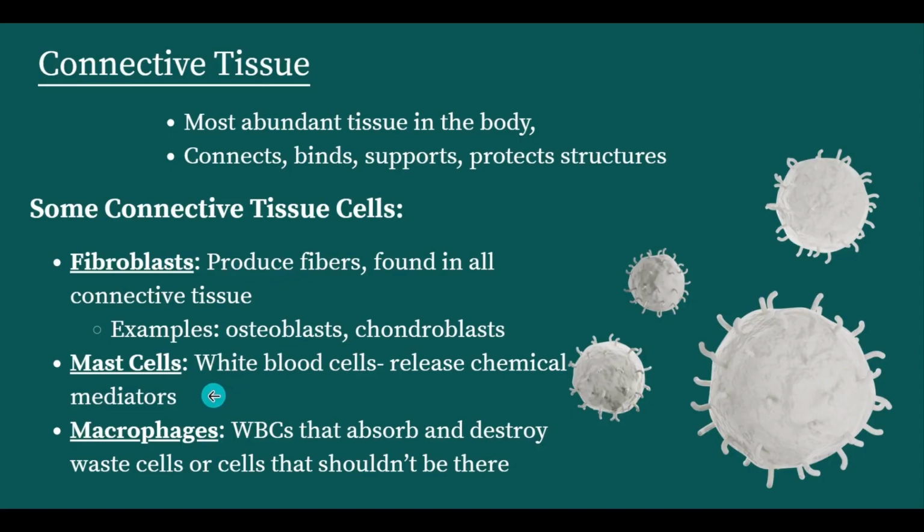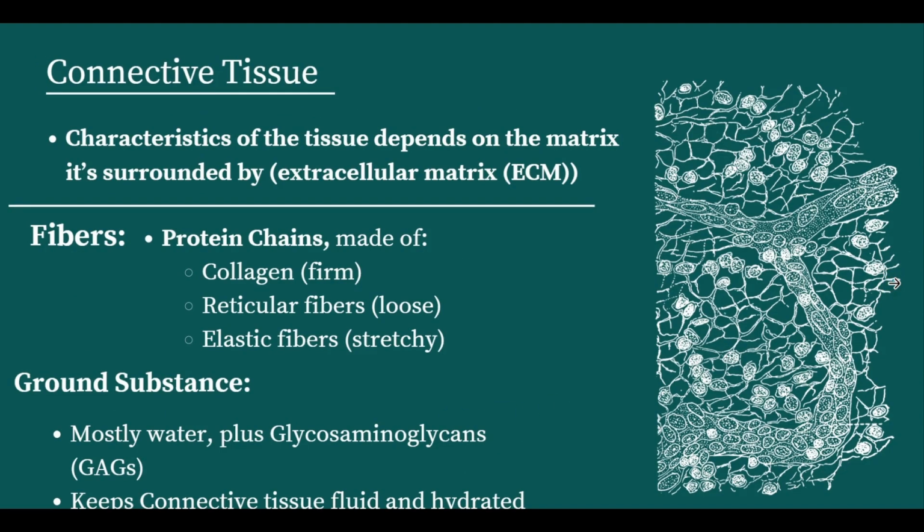Now, another kind of tissue cell in connective tissue is a mast cell, and also we have macrophages, and they're both white blood cells, but mast cells are kind of like the alarm system in your connective tissue, and then the macrophages come along and chew up any invaders.